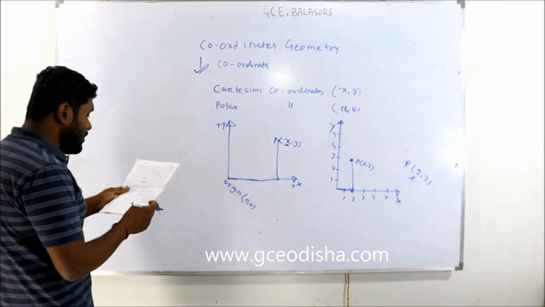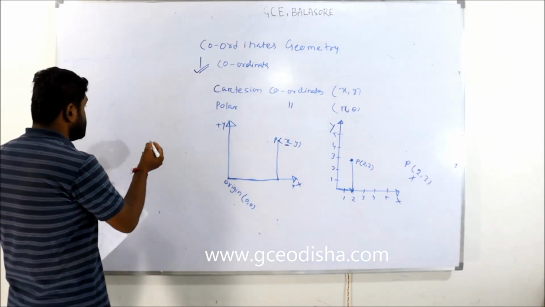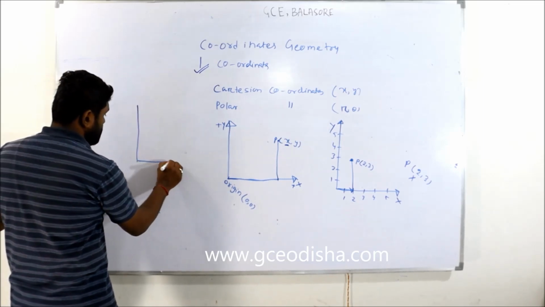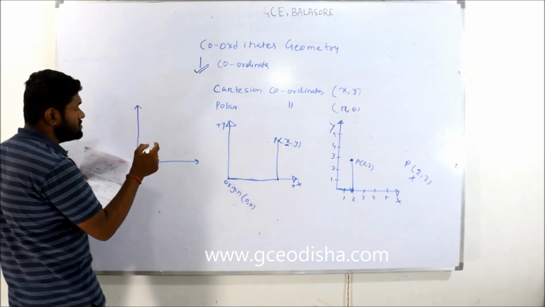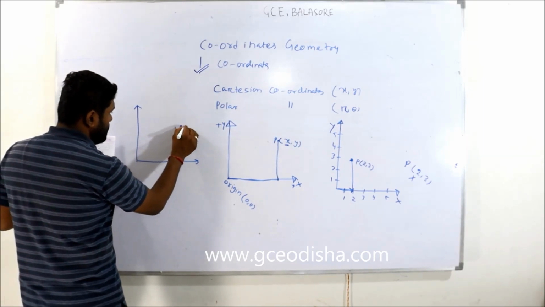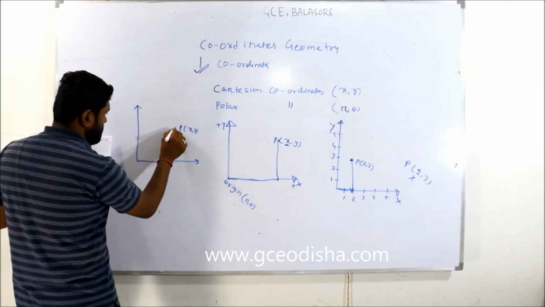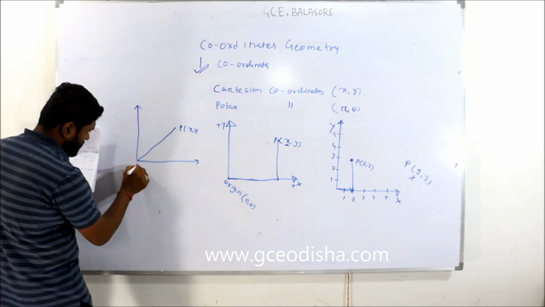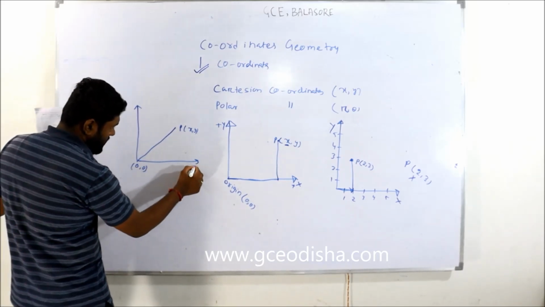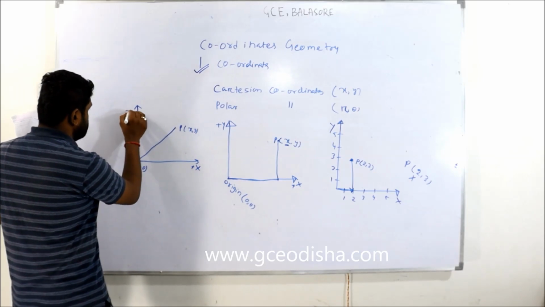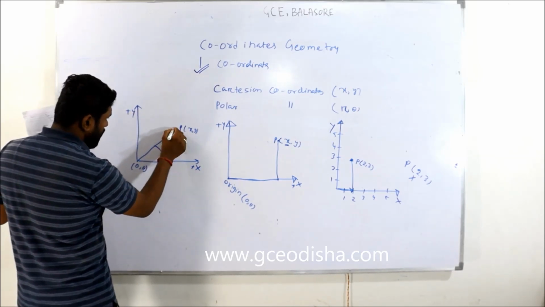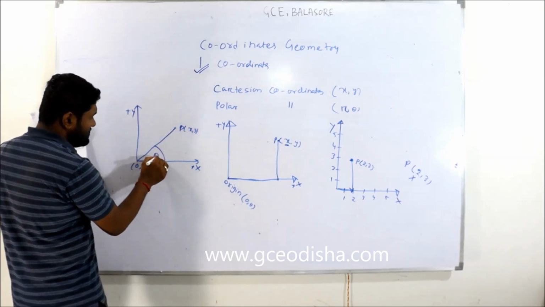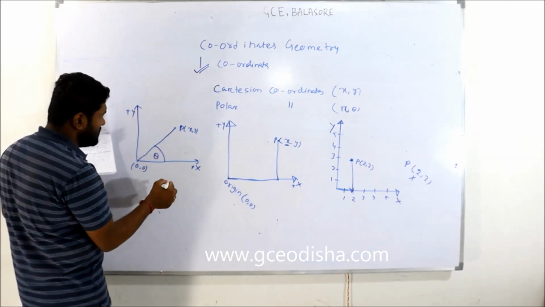In the case of polar coordinates, we define the point in terms of r and theta. Let the point P(x, y) be here. This is the origin (0, 0), this is the positive x direction, this is the positive y direction, and the point P makes an angle theta with the positive x direction.